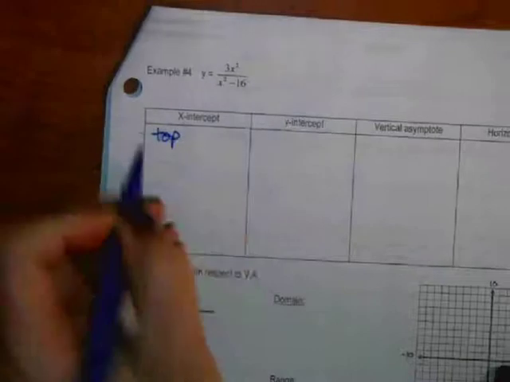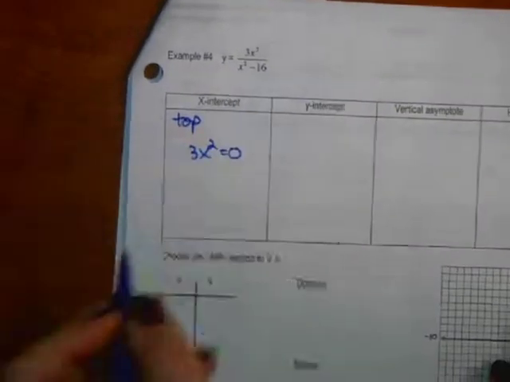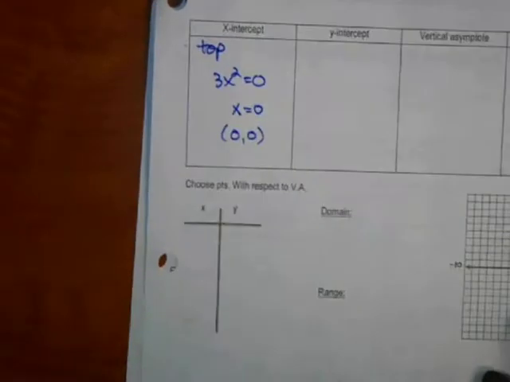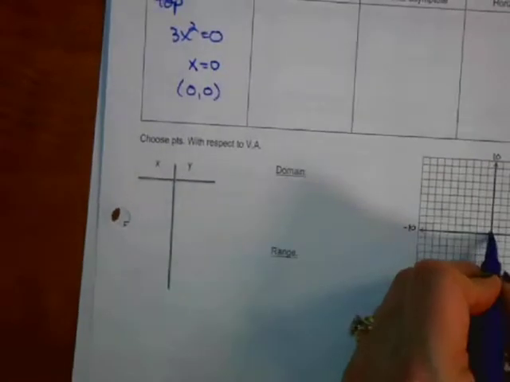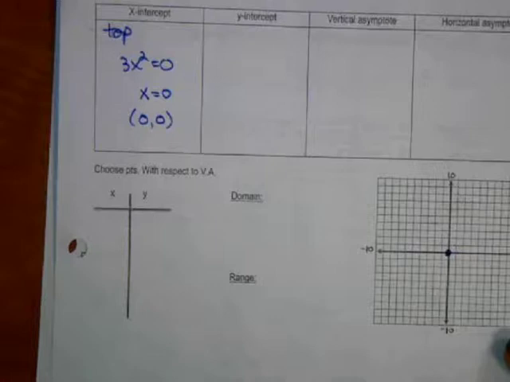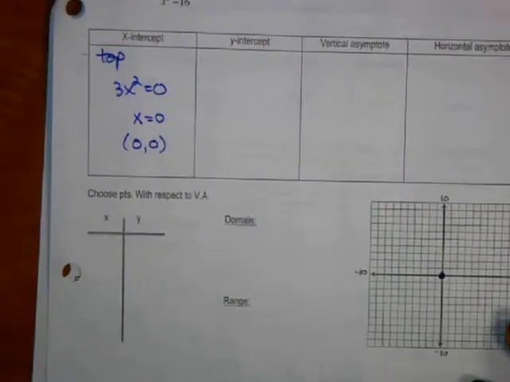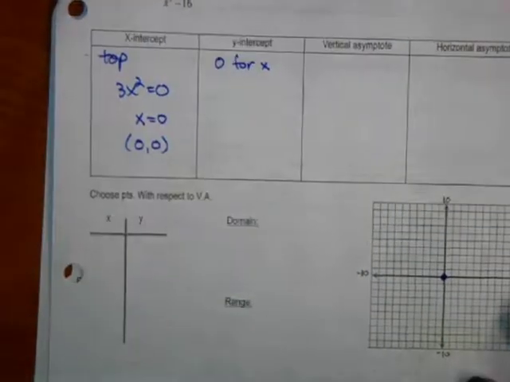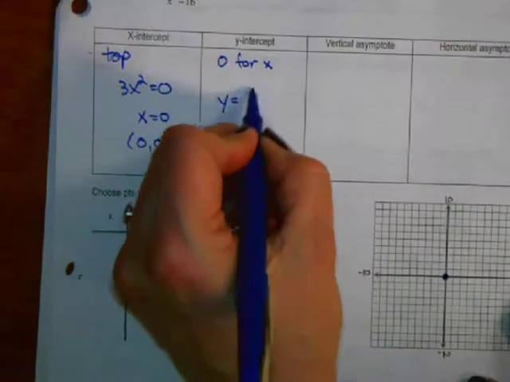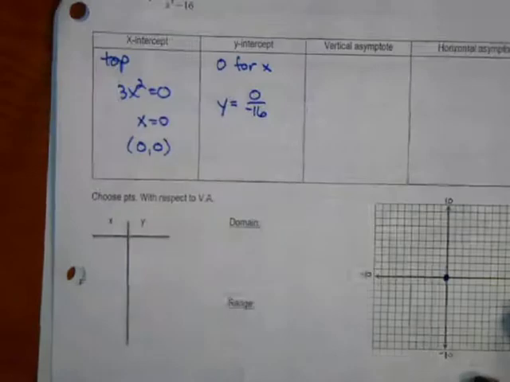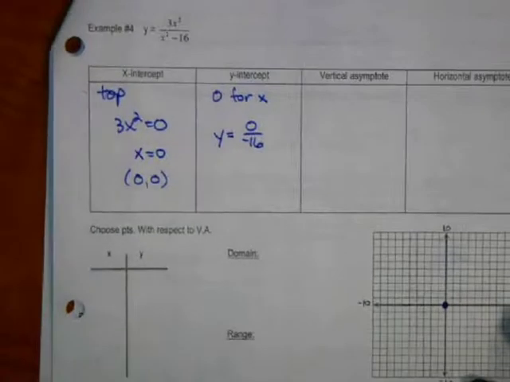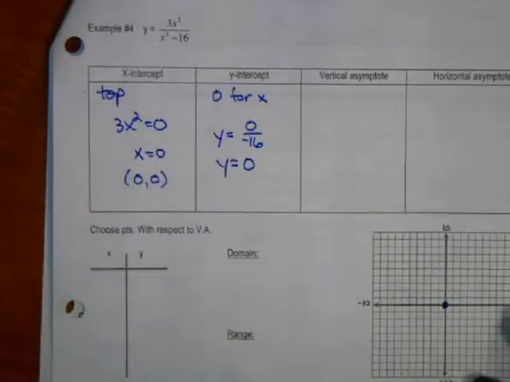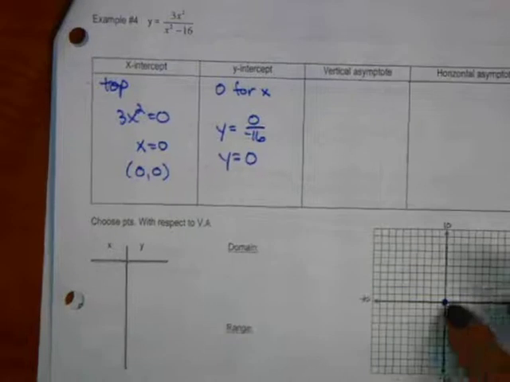The top. Let's get the x-intercept off the top. When you solve that, you're going to get x equals 0. So your x-intercept is 0, 0. So let's put a point there. The y-intercept, you plug in 0 for x, and you get y equals 0 over negative 16. So y just equals what? 0. And we already got that point. We already put the point there.